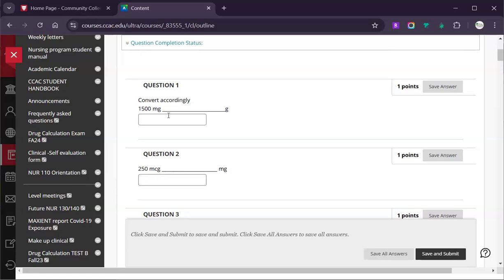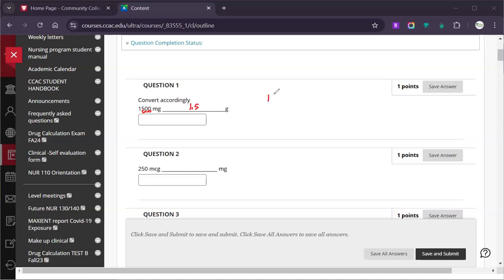So a couple of these are just straightforward converting. Some students are still kind of working through this just as extra practice. One of the things that I do when I'm looking at this is if I'm going from milligrams to grams, I know I'm moving my decimal over 1, 2, 3 places. So my answer is going to be 1.5 grams, and that's what I'm going to type in here.